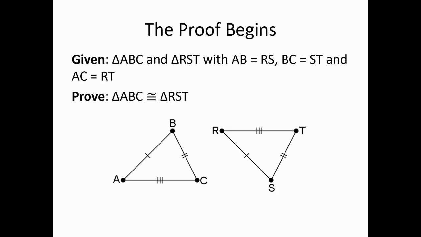All right, so here the proof begins. So we've got two triangles, ABC and RST, with the three sides of one equal to the three sides of the other, as marked in the diagram. And we wish to prove that the triangle ABC is congruent to the triangle RST.